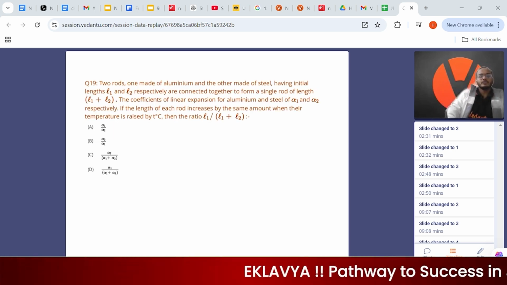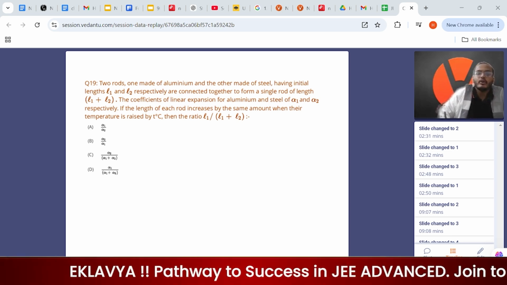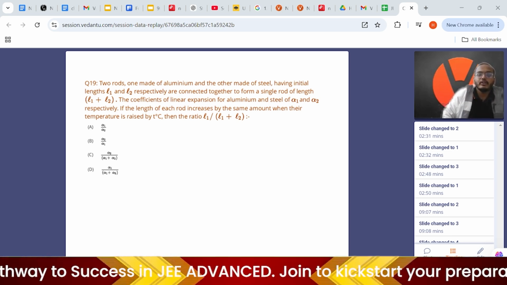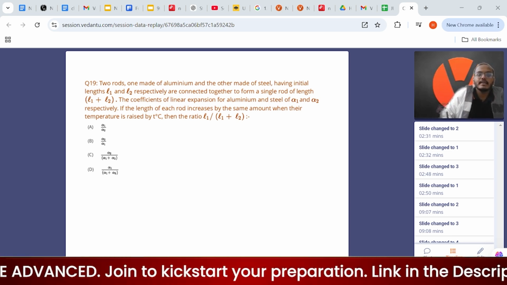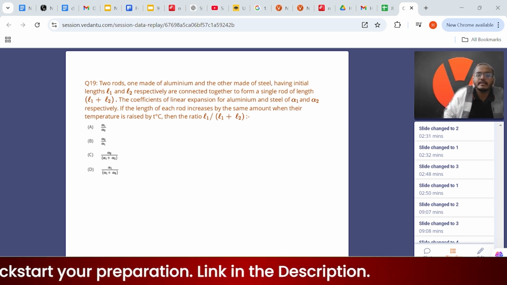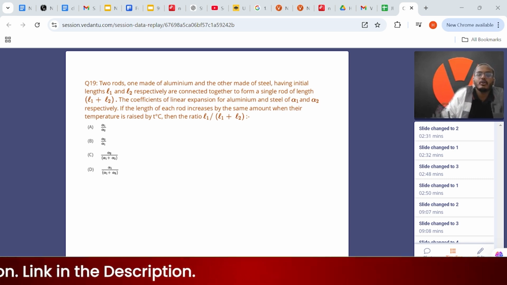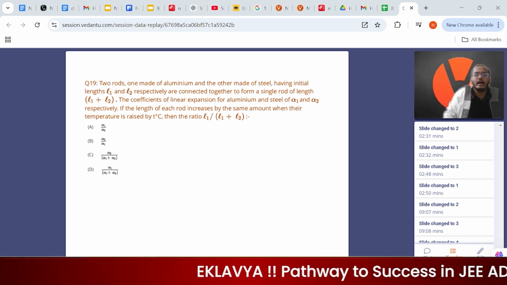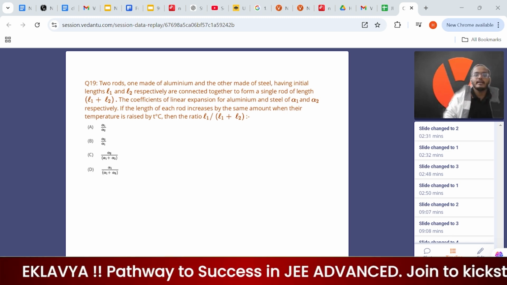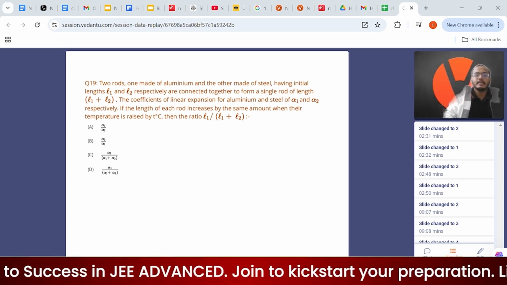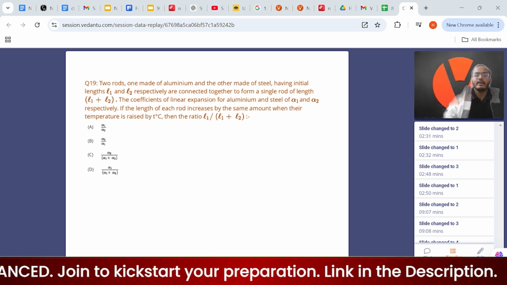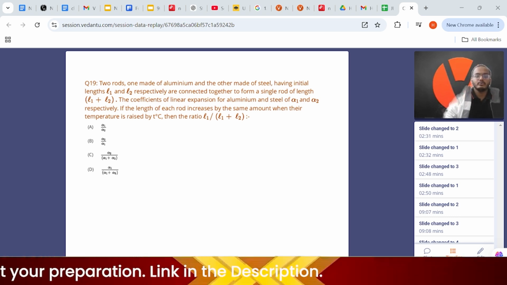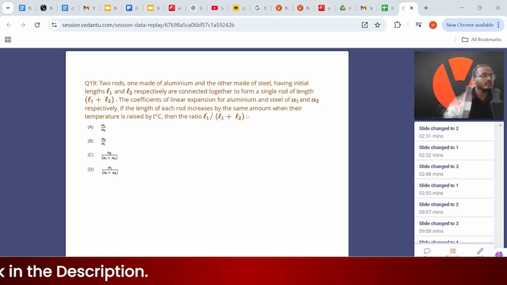Now, next question. Two rods, one made of aluminium and the other made of steel, having initial lengths L1 and L2 respectively, are connected together to form a single rod of length L1 plus L2. Now, the coefficients of linear expansion for aluminium and steel are alpha 1 and alpha 2, and it is raised by T degrees Celsius. Then the ratio L1 by L1 plus L2 will be.